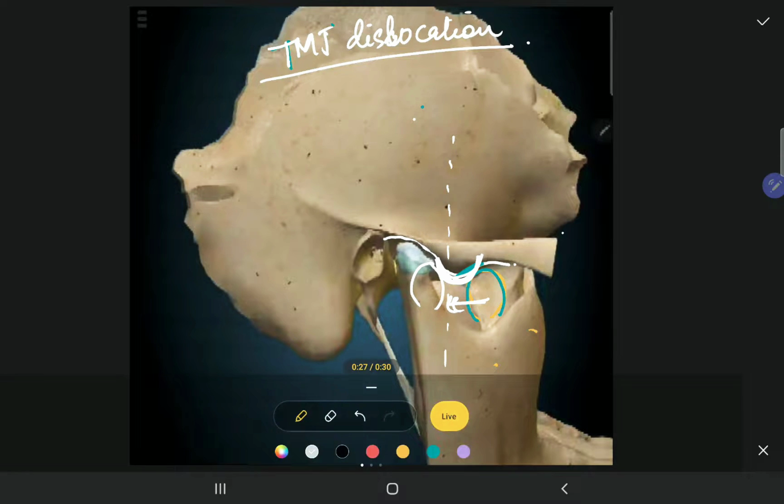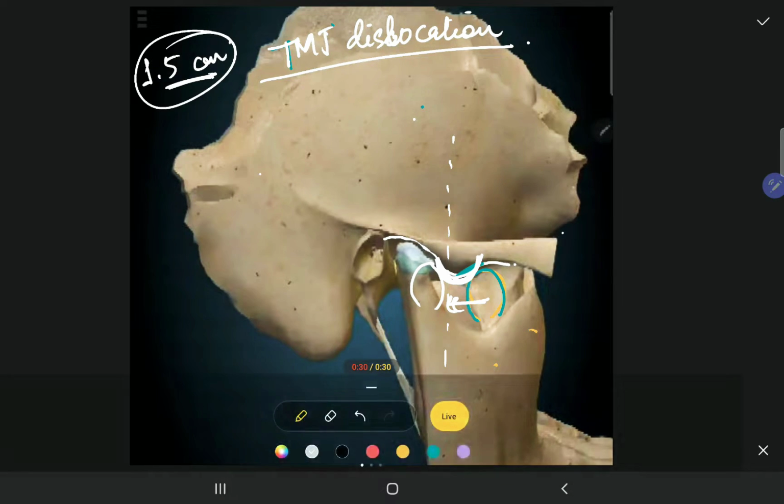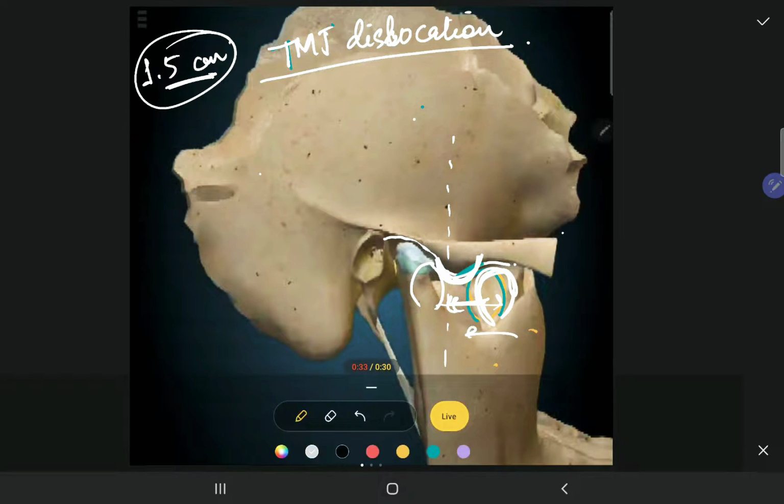Normally we see that there is a forward and lateral movement of the upper joint. The maximum movement of the upper joint in the translation is 1.5 centimeters. So this is the translation movement which occurs normally. But what happens when the translation is beyond the articular eminence and the condyle gets stuck here and cannot go back? This situation we call the TMJ dislocation.